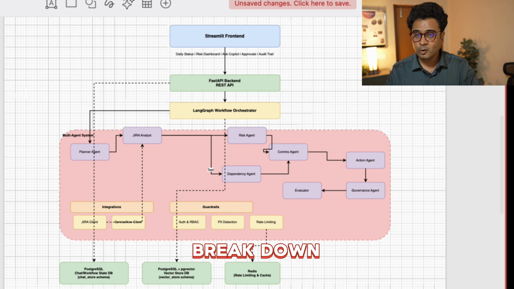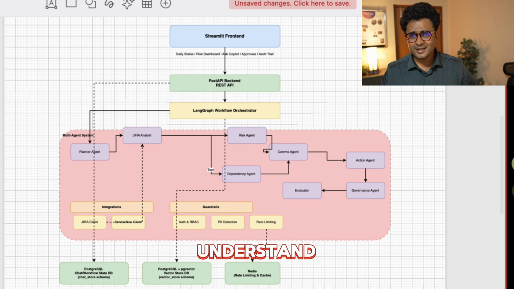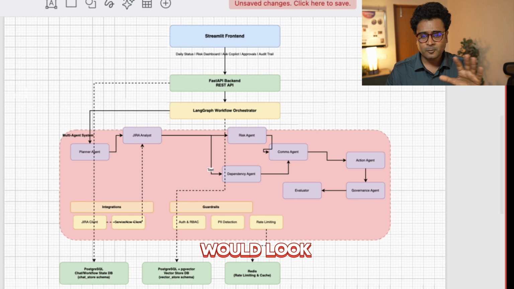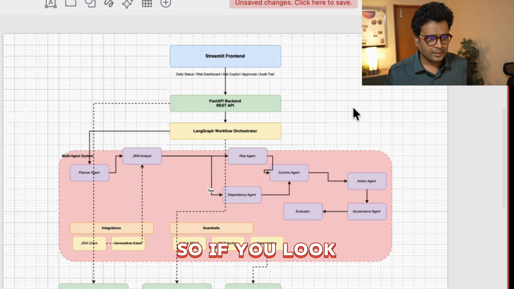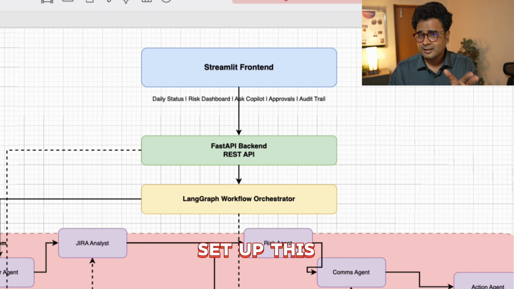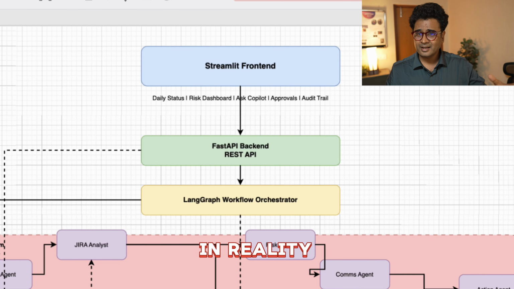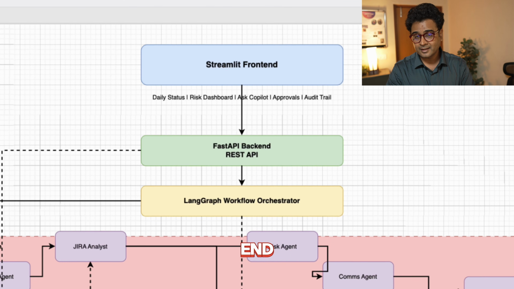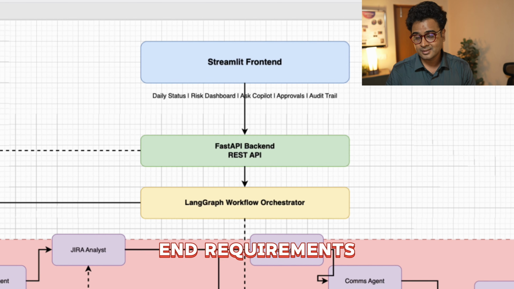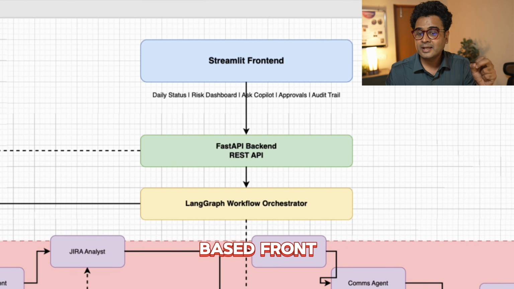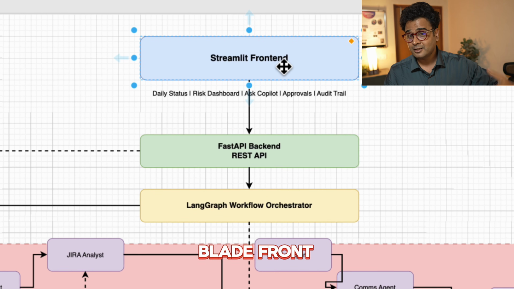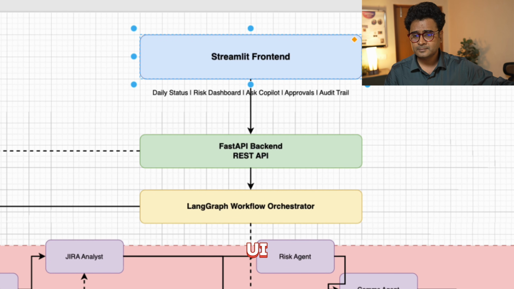Now, let's break it down layer by layer so that you understand completely how an enterprise Agentic AI system would look. If you look at the top, there's nothing fancy. I've just set up Streamlit as the front end. In reality, we will also have a React based front end, if your project is very big or the client has their own front end requirements. For simplicity, I've just mentioned the Streamlit front end, which is a functional UI.